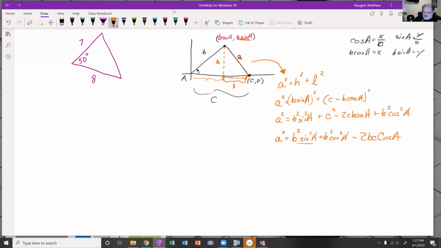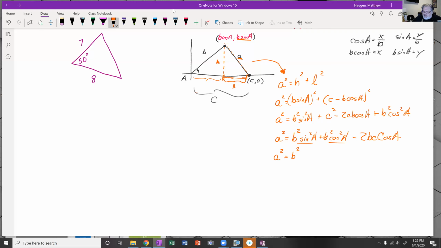What is sine squared plus cosine squared? Samuel's throwing up gang signs, I think. Throwing up a 1, but does have that B squared in the way.